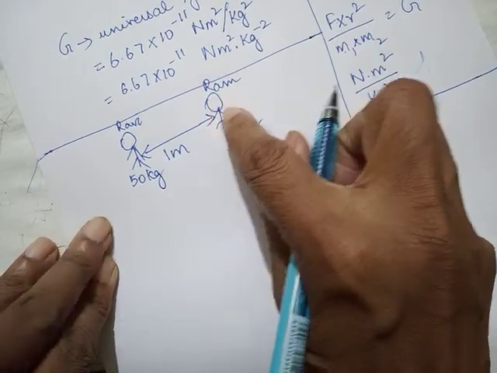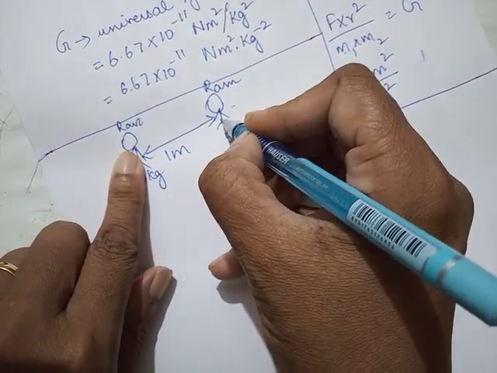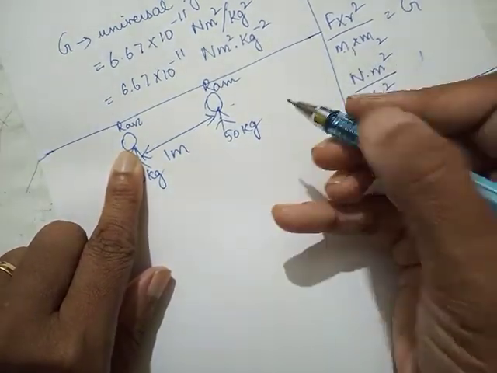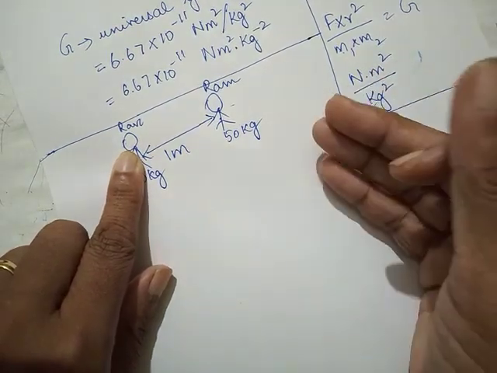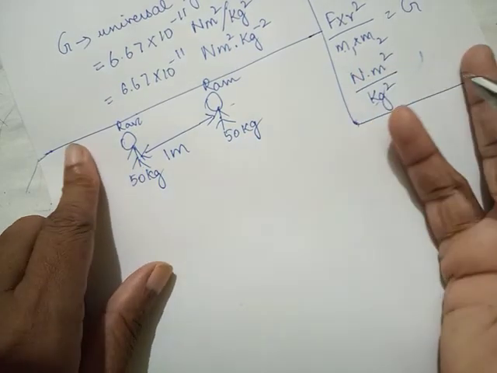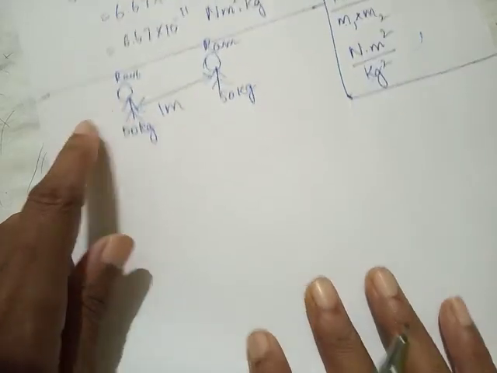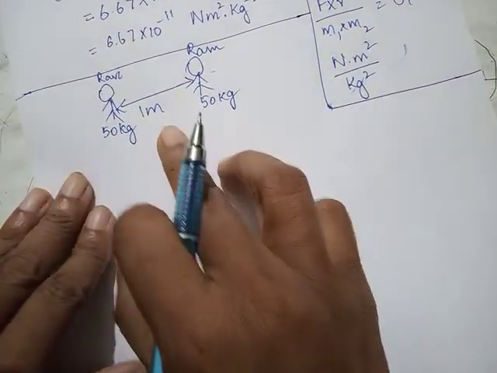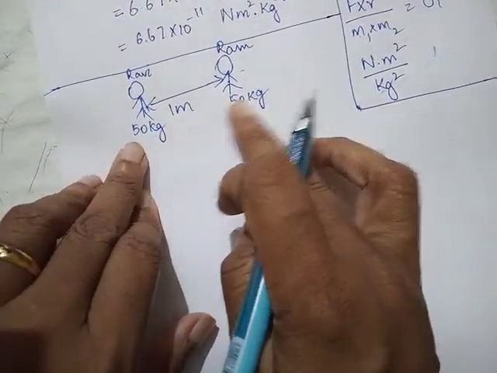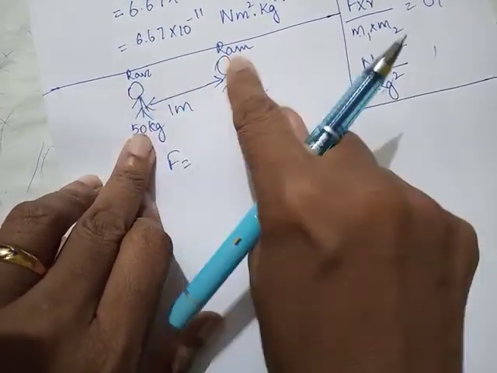According to Newton's law, there is a force of attraction between these two bodies, between any two bodies. So you're sitting with your friend in the next chair. According to Newton's law, there is a force of attraction, but we don't feel any force pulling us. So we have to understand why. Let us do a simple calculation to find the force of attraction between these two boys, Ravi and Ram.